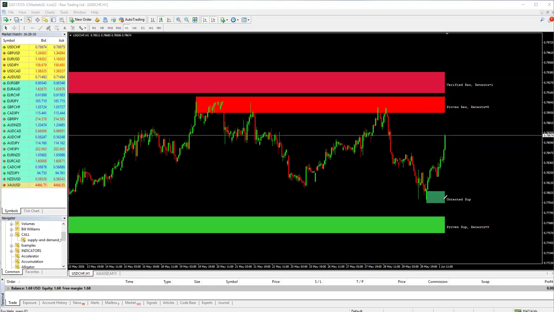Now, this untested support, once the market comes in and tests it and you see it proving support 1, then it means it's time to go buy. When the market comes back again a second time and tests it, and you see it proving support retest 2, once the retest becomes 2, it means this zone has been respected again and that the market will go back up.